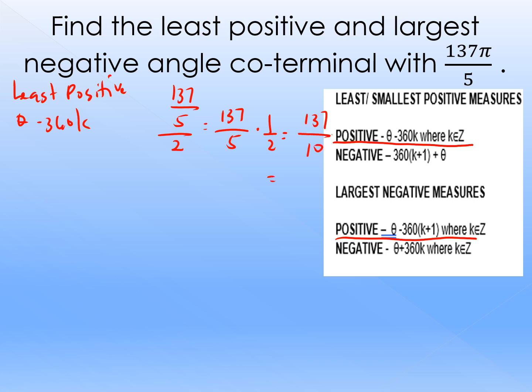Now it will be 13.7. So therefore, getting the whole number, k is equal to 13. So we already have the value of k, which is equal to 13. So we can now substitute the given value.